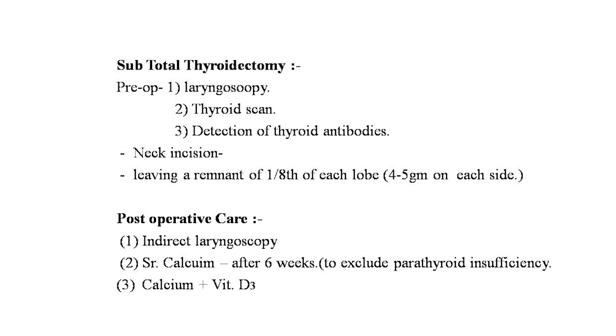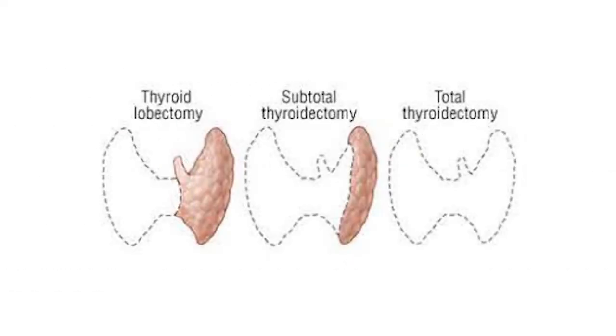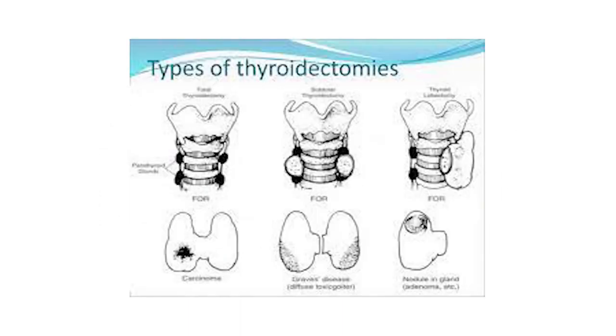Is there a chance of parathyroidectomy also? So serum calcium after 6 weeks should be done. Calcium plus vitamin D3 should be checked regularly. Here are the types of thyroidectomy: thyroid lobectomy, unilateral subtotal thyroidectomy, total thyroidectomy, clearly seen in this picture. The types of thyroidectomy are also seen.